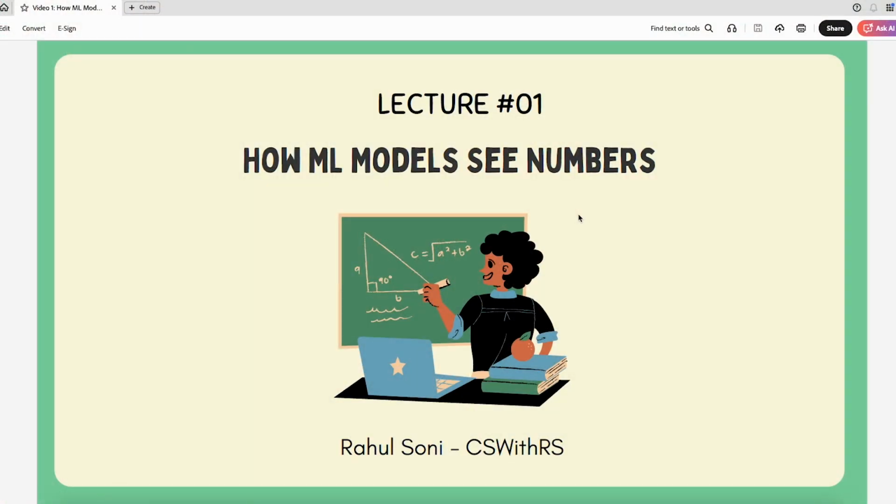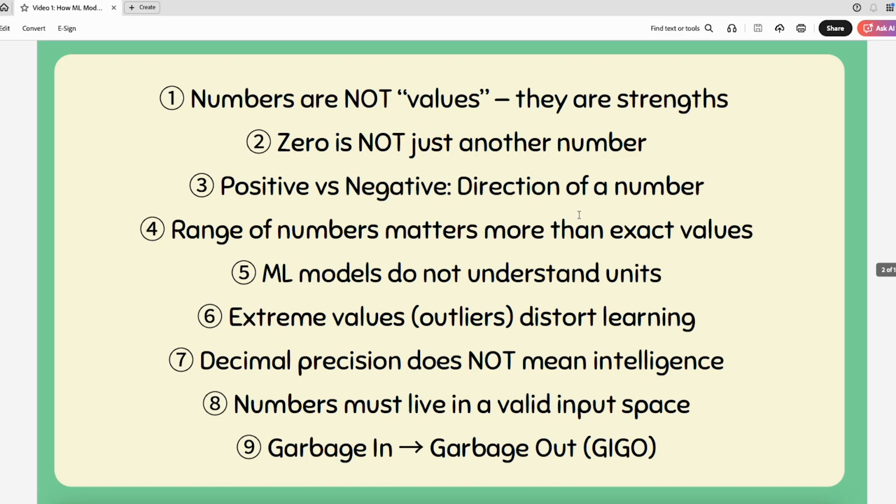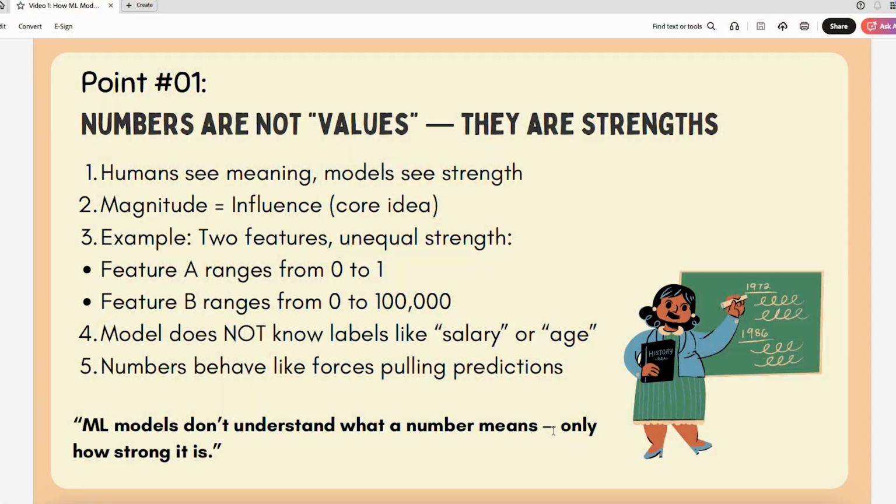First, let's check out the roadmap for this video. This session is basically divided into 9 small ideas. And in each idea, we fix one common misconception that people usually have about numbers in machine learning. Let's start with point number 1.